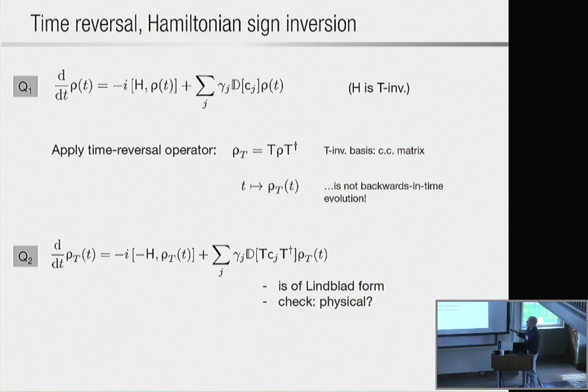We take our density matrix rho and we sandwich it as usual with T and T dagger. And note that looking at the evolution of this new object rho T, that is not backwards evolution, or backwards in time evolution, of the density matrix.